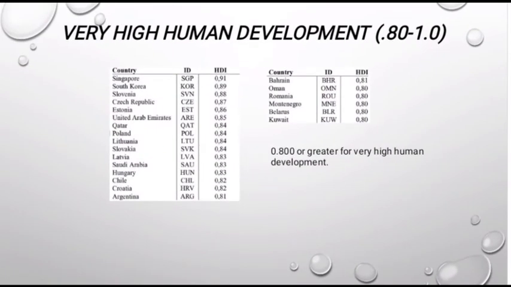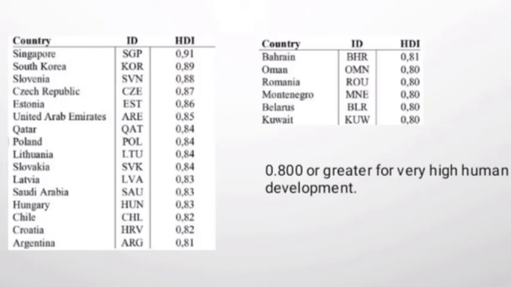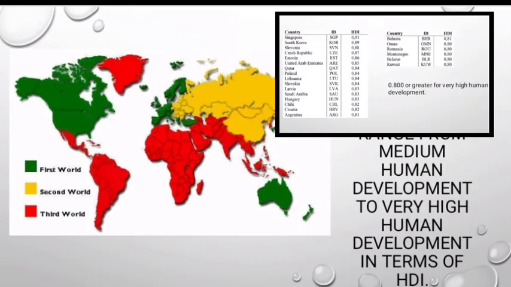Very high human development is 0.800 or greater. The countries belonging to very high human development are Kuwait, Belarus, Montenegro, Romania, Oman, Bahrain, Argentina, Croatia, Chile, Hungary, Saudi Arabia, Latvia, Slovakia, Lithuania, Poland, Qatar, United Arab Emirates, Estonia, Czech Republic, Slovenia, South Korea, Singapore.